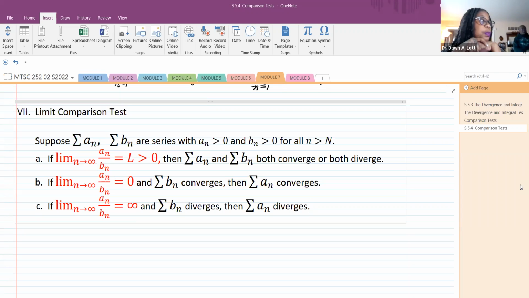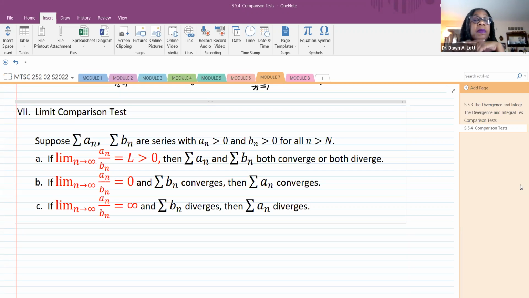So now the first part of the limit comparison test is the limit as n approaches infinity of an over bn equals L. So always remember L for the limit comparison test, just a plain old L. If that limit is L and it's positive, then they both converge or they both diverge.